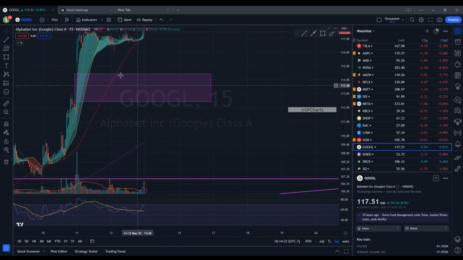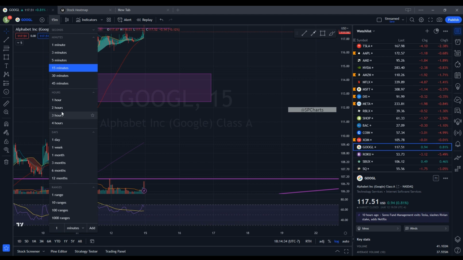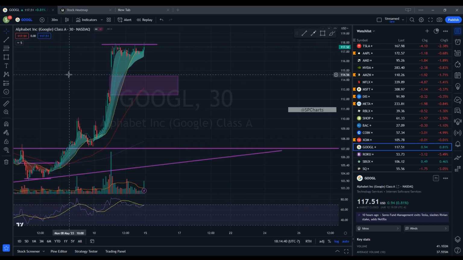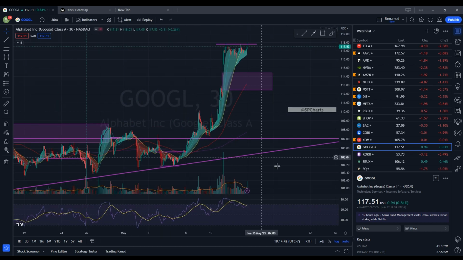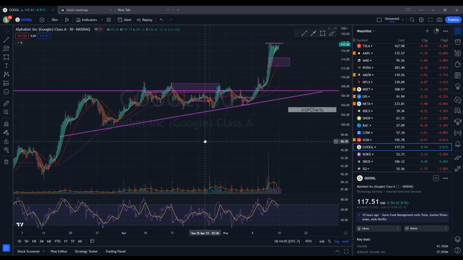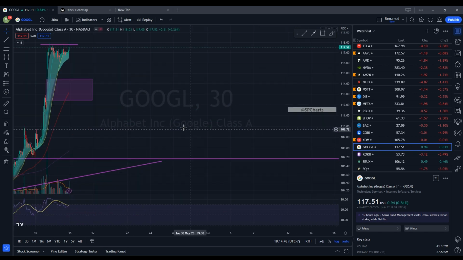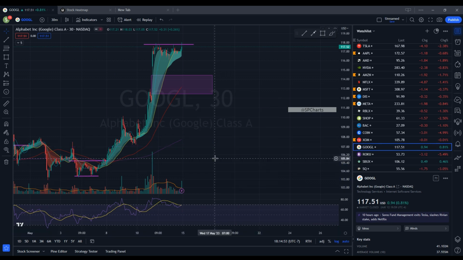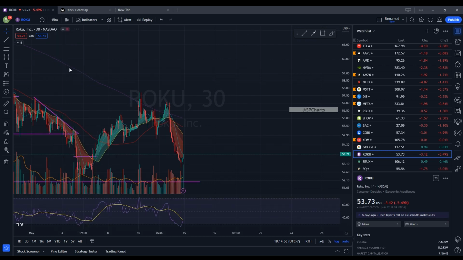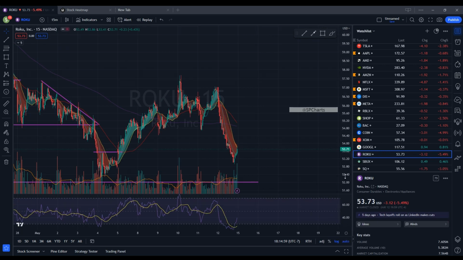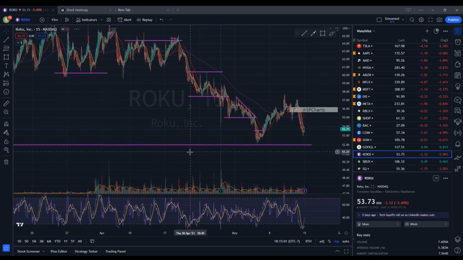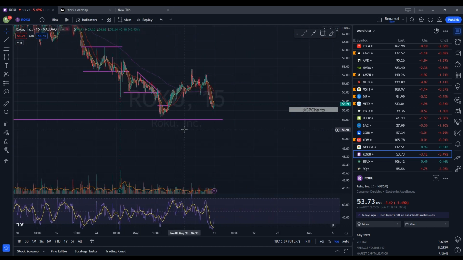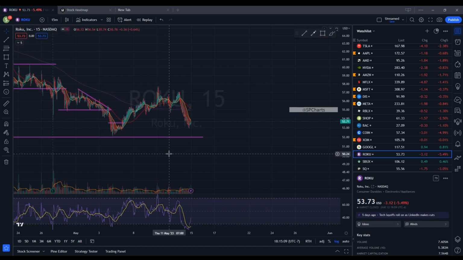So I do have some lines over there, so I think, is that on the daily? I'm not sure what these lines were for. Okay, let's see. So this I drew a while back. Bounced there previously.